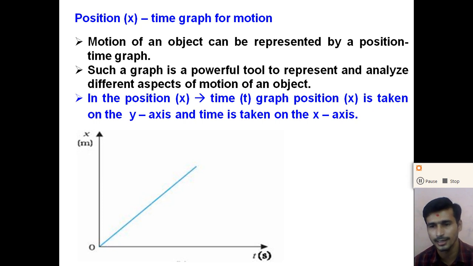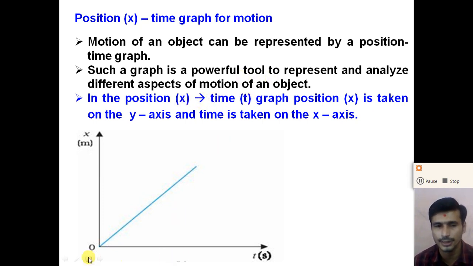We can identify the type of the motion, whether it is a uniform motion or a non-uniform motion. We can also calculate the average speed from the position time graph. So first of all, dear student, how can we draw the position time graph?